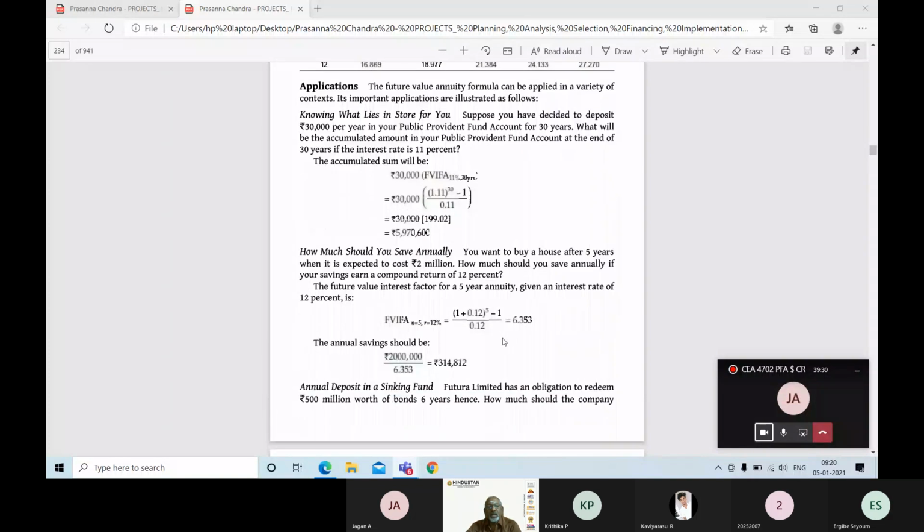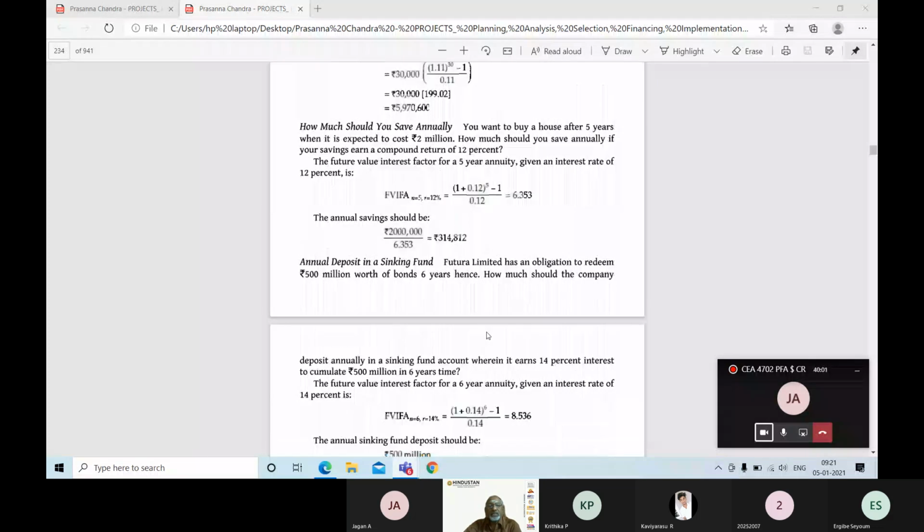So this also we have to calculate. The future value interest factor for a 5 years annuity given an interest rate of 12%: FVIFA is equal to 5 years, R is equal to 12%. Apply this formula and 6.33 becomes the factor. The annual savings should be the 2 million divided by 6.33353. Then it comes to about 314,812. This amount you have to calculate accordingly.